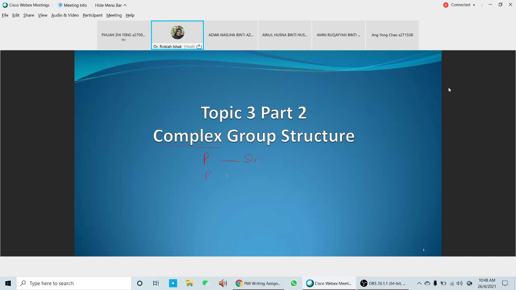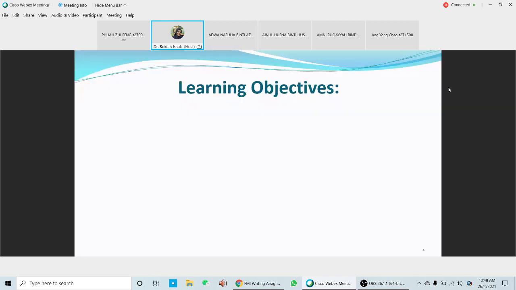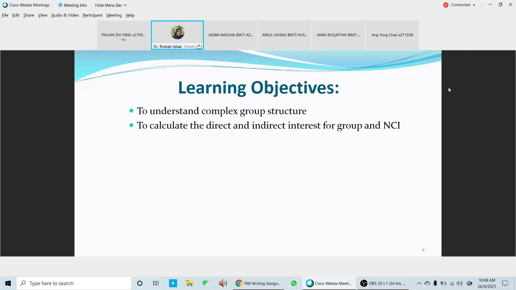This means the parent has more than one subsidiary, maybe subsidiary 1, subsidiary 2, subsidiary 3. So we're going to look at a complex group structure, meaning more than one subsidiary. To understand the complex group structure, calculate the direct and indirect interest. So now we're going to have direct and indirect interest.